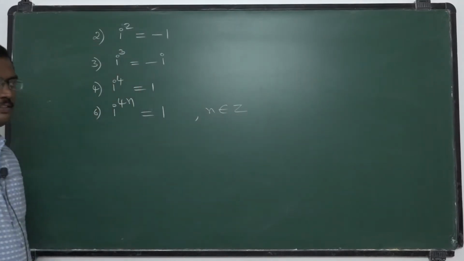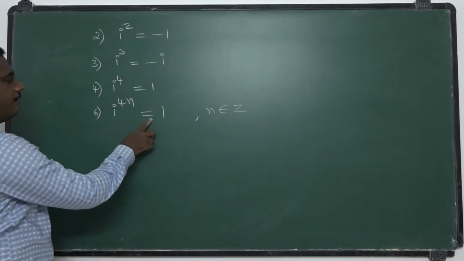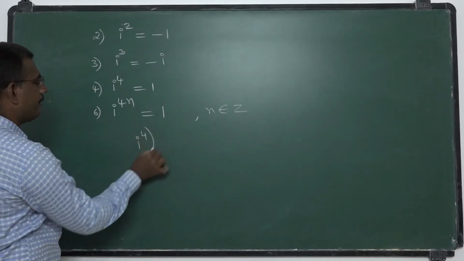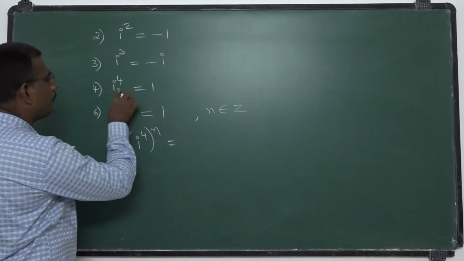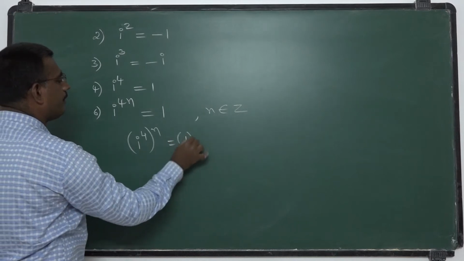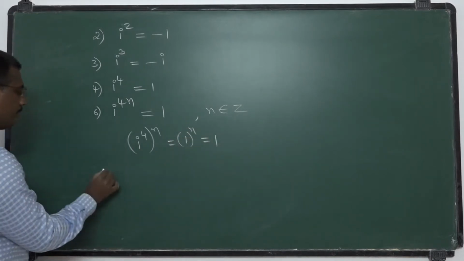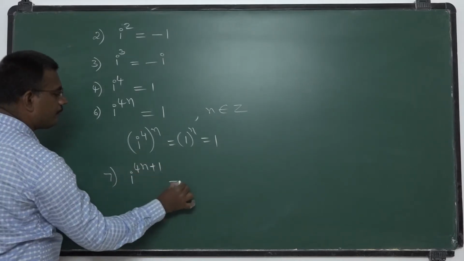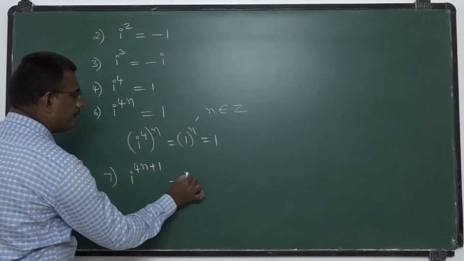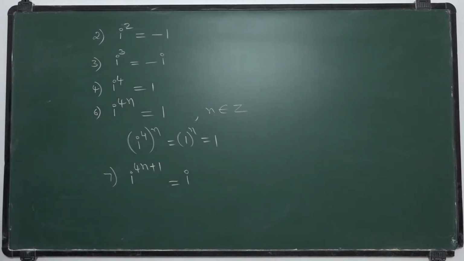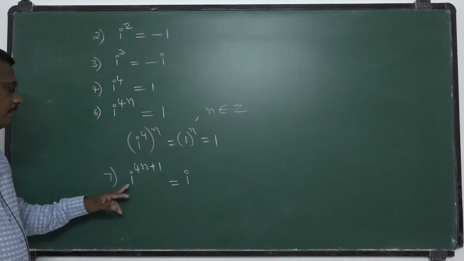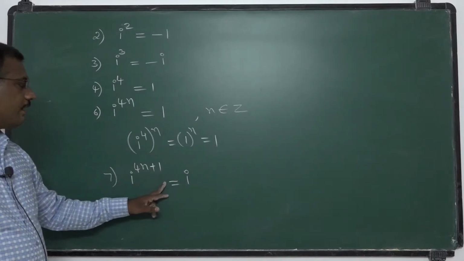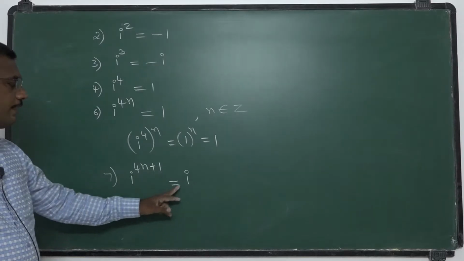Where n is any integer, i^(4n) is equal to 1. So we can write i^(4n) as (i^4)^n, that is equal to (1)^n, since i^4 is nothing but 1, that is equal to 1. Similarly, i^(4n+1) is equal to i, because i^(4n+1) can be written as i^(4n) into i, and i^(4n) is nothing but 1, so 1 into i.